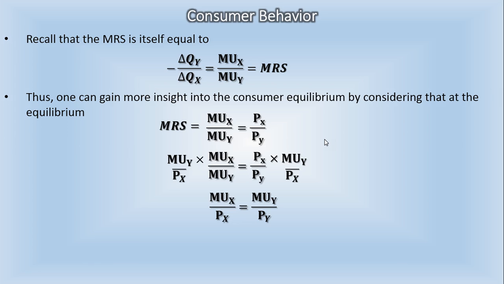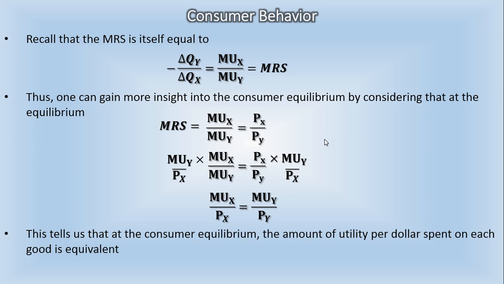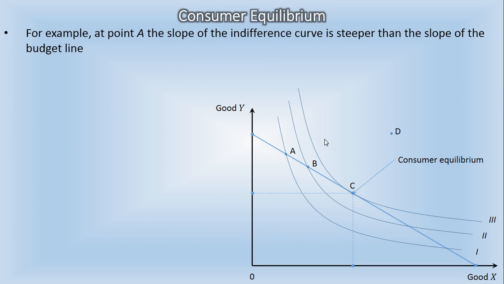So if the consumer at the equilibrium has $1 and is trying to figure out what to spend that dollar on, she is going to be indifferent between spending it on either X or Y because both of them at that point make her as happy in terms of marginal utility. So the amount of utility per dollar spent on each good is equivalent.